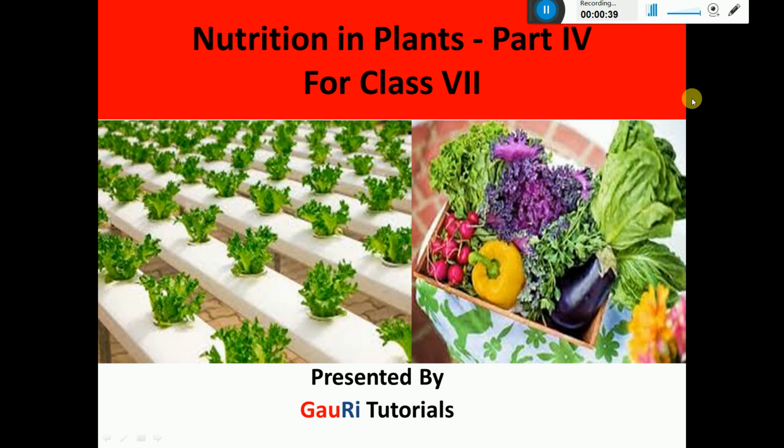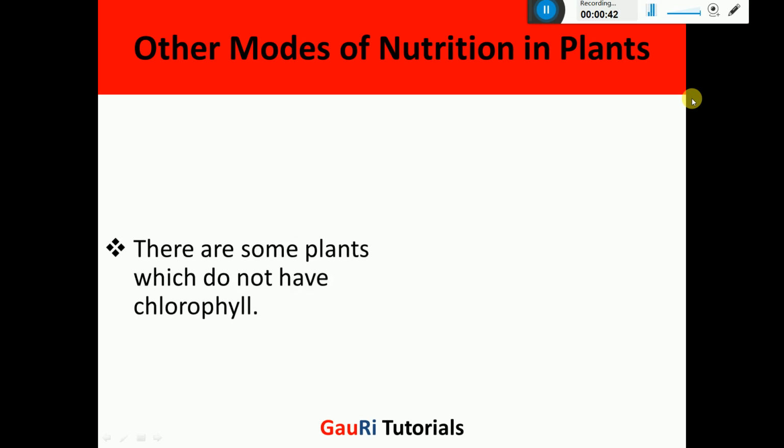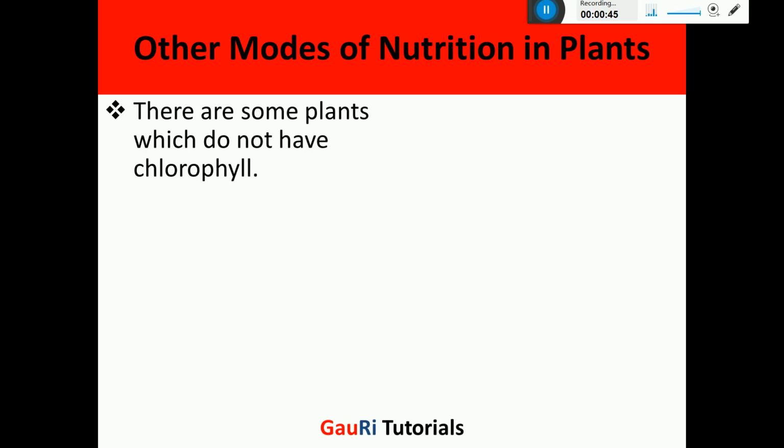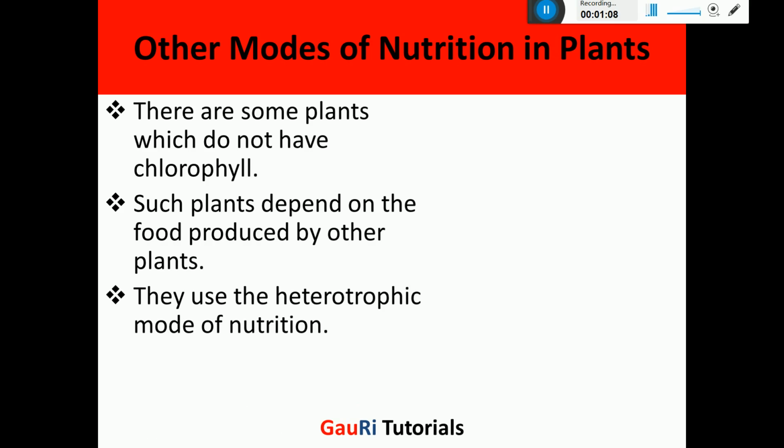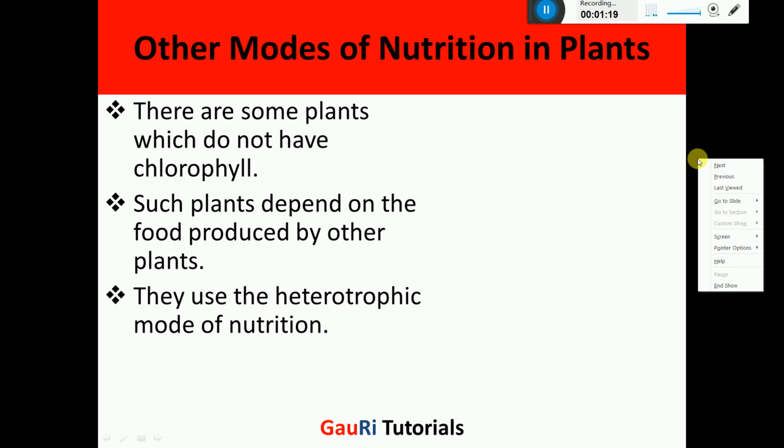Now under that, first of all we are going to study what the features of such plants are. These are the plants that do not have chlorophyll. We know chlorophyll is essential for photosynthesis, so they either cannot undergo photosynthesis or they do it to a less extent. They depend upon the food which is produced by other plants. They use the heterotrophic mode of nutrition. We have studied what is heterotrophic. Hetero means when the organism is dependent on some other organism for food.